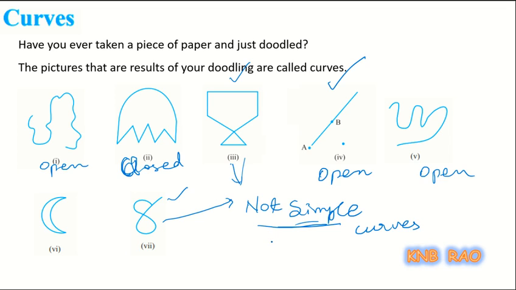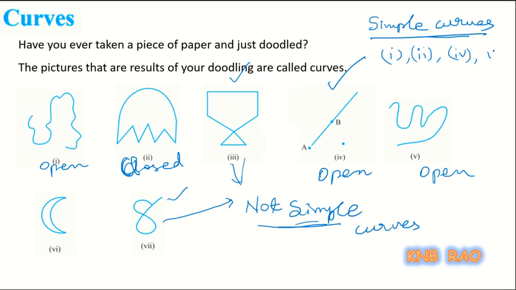Okay, but whereas simple curves, which are the simple curves? First one is a simple curve, second one is a simple curve, fourth one is a simple curve, fifth one is a simple curve, even sixth one is also a simple curve. Why? Because here it is not crossing. It is not crossing like this.